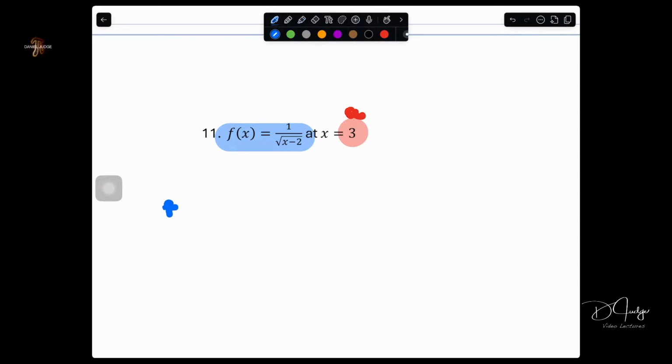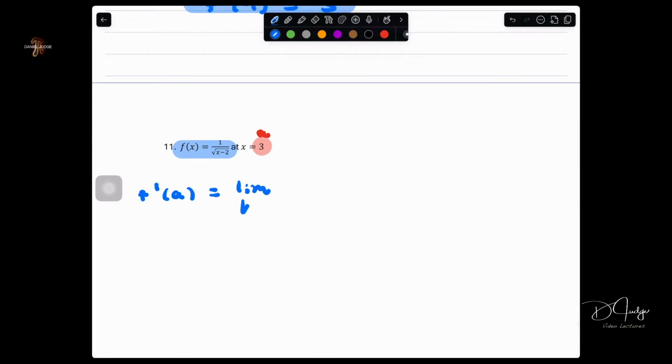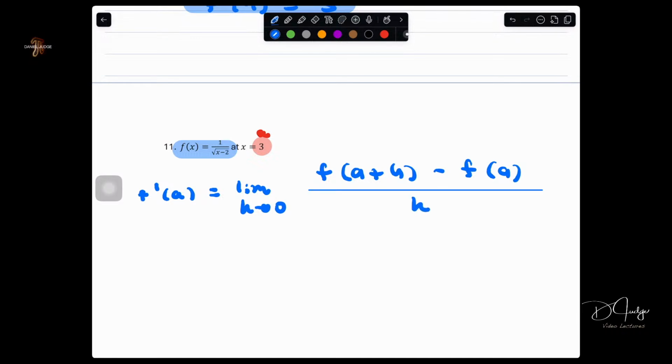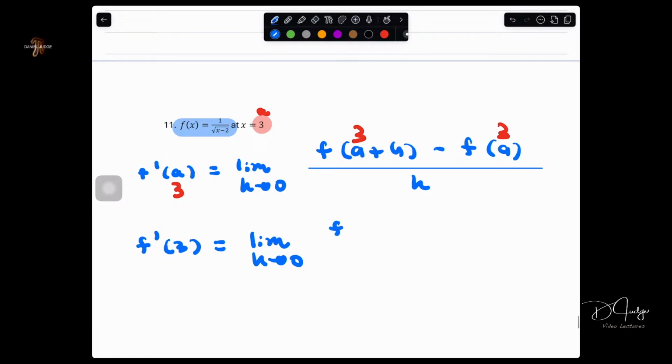So if I said, write down again your definition of derivative. That's the limit as h goes to 0 of f of a plus h minus f of a over h. So again, in this case, a is going to be the value 3. So wherever there's an a, I replace it with a 3. We get f prime of 3 becomes the limit as h goes to 0 of f of 3 plus h minus f of 3, everything over h.